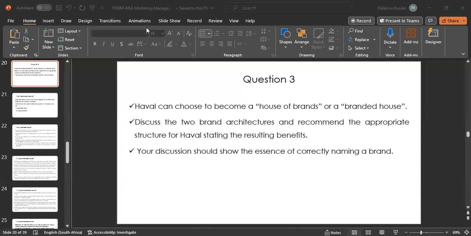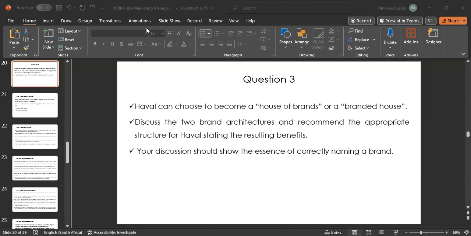Okay, fine. Let's go straight into our last two questions. I think tonight it won't take much time because I don't think it's much on this. It's all about understanding the concept and then applying it to the Haval scenario.